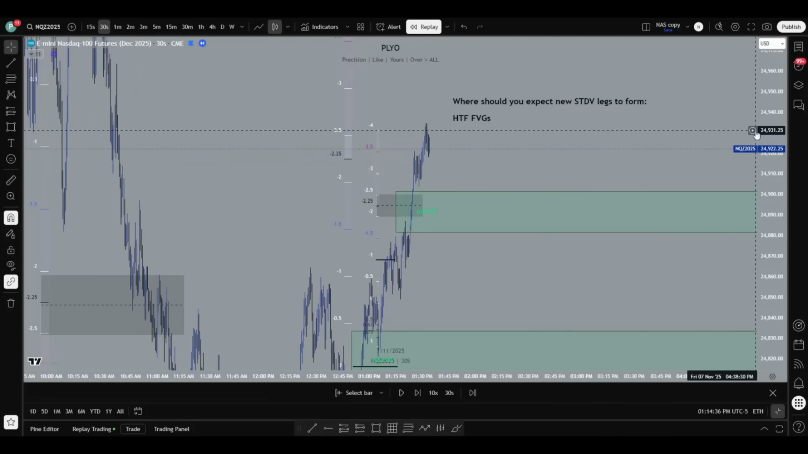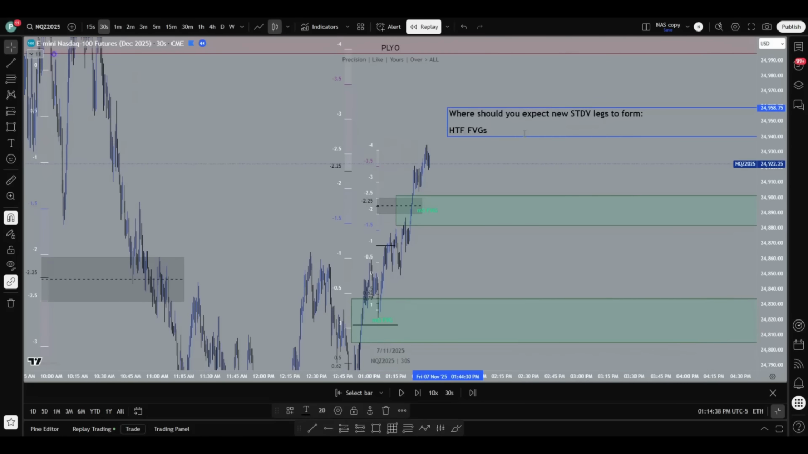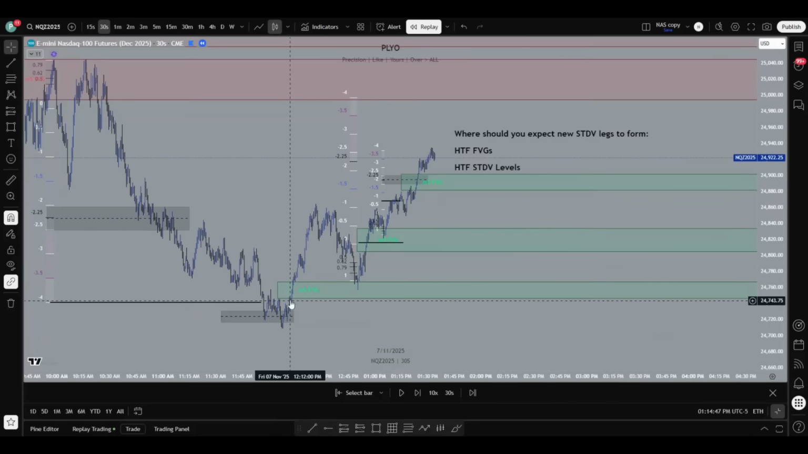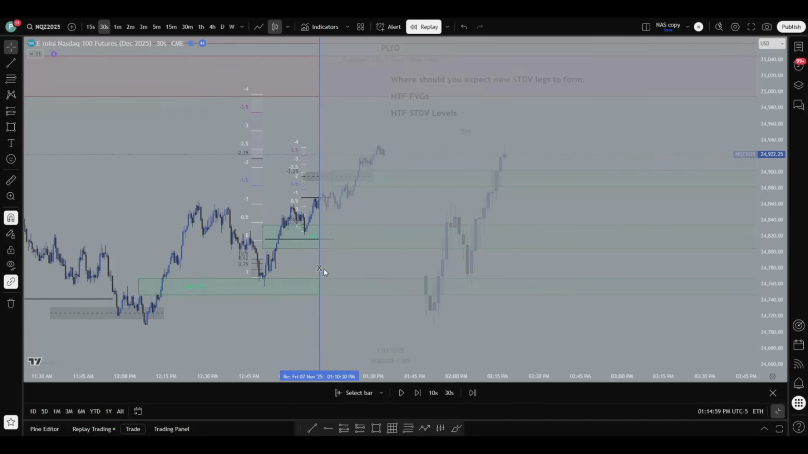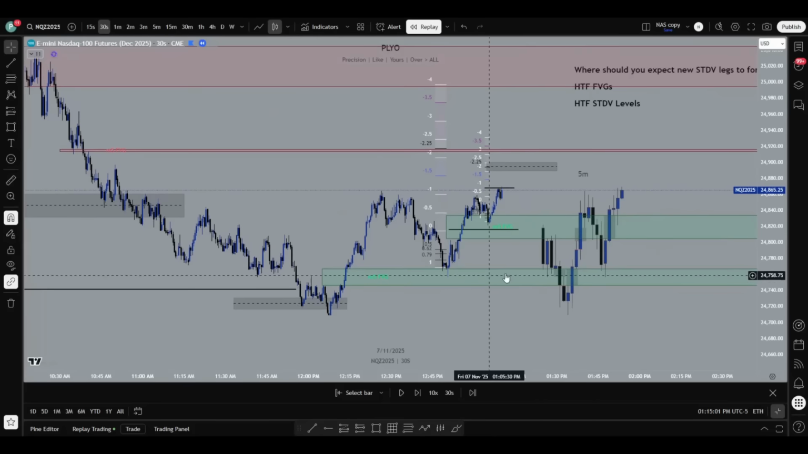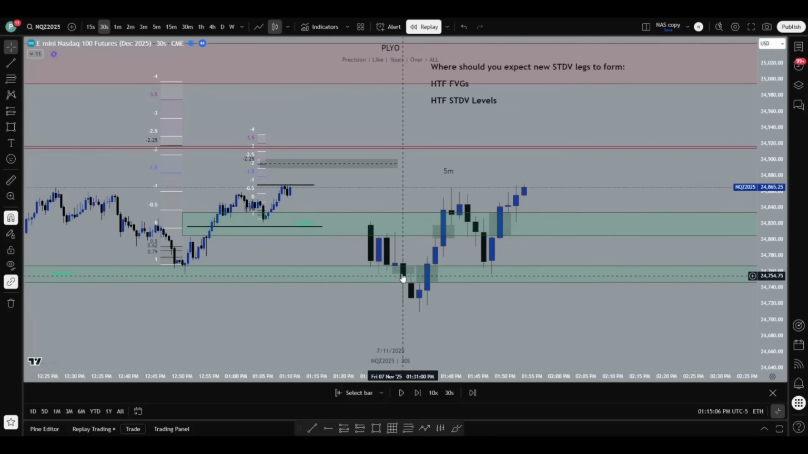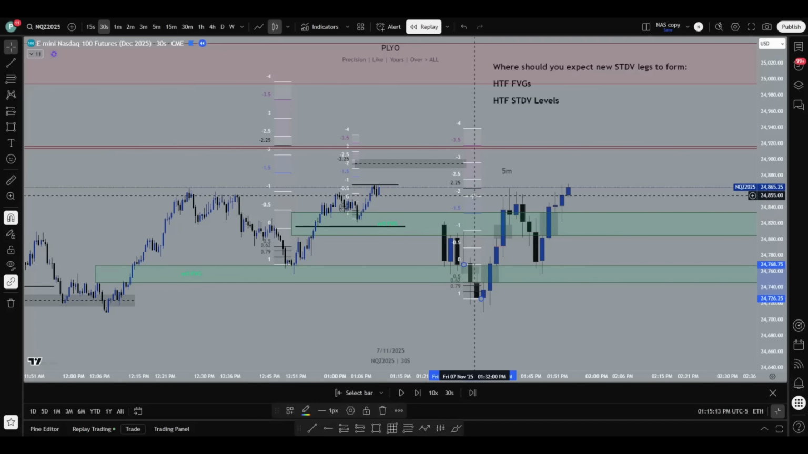You expect new standard deviations to form off of higher time frame FEGs and higher time frame standard deviation levels. For example, there's probably a 5-minute standard deviation here somewhere. Let me bring up the higher time frame. So I'm bringing up the 5-minute again, right? Actually, we'll go back just a little bit so we can see what happened before. This right here on the 5-minute is a leg. If I zoom in here, you can see 2 bearish candles there creates a 5-minute leg. Like this. Look where we stopped at, -2.